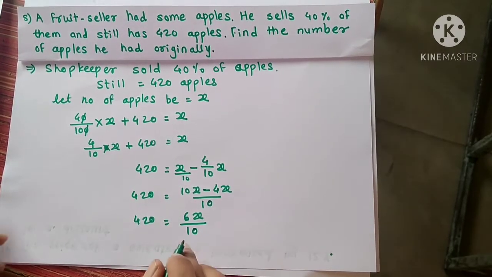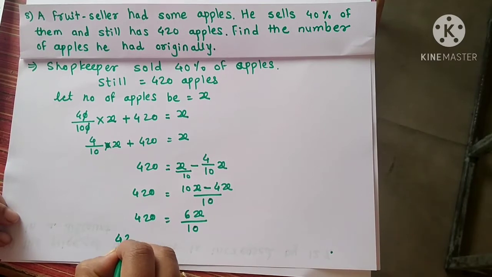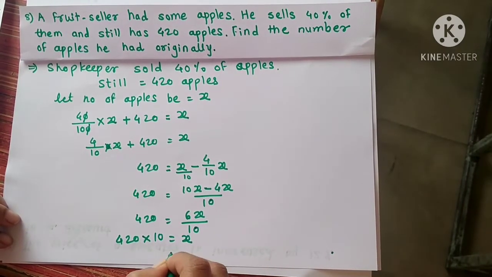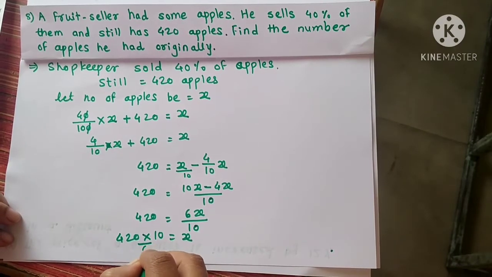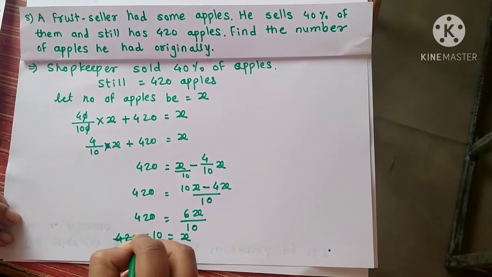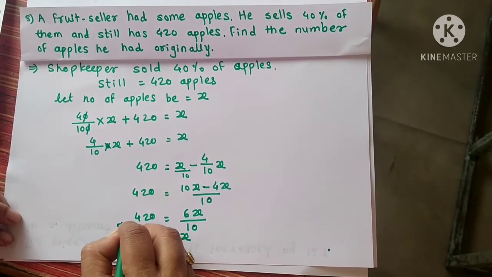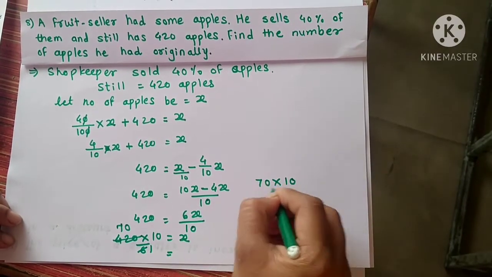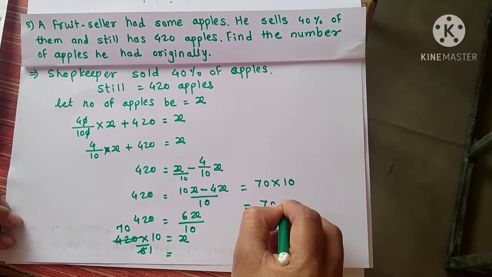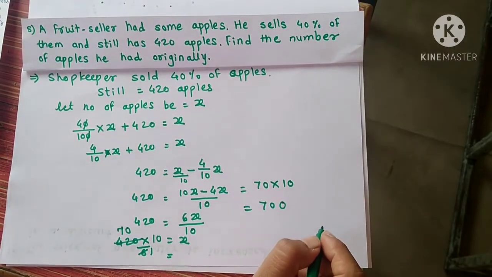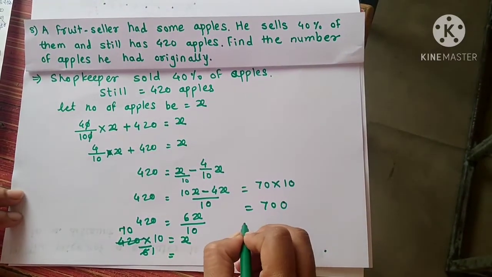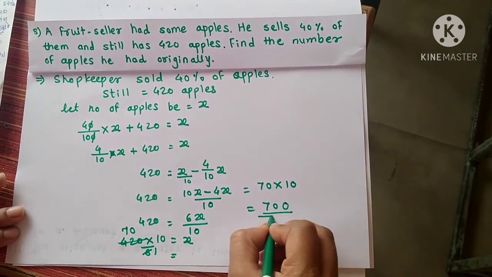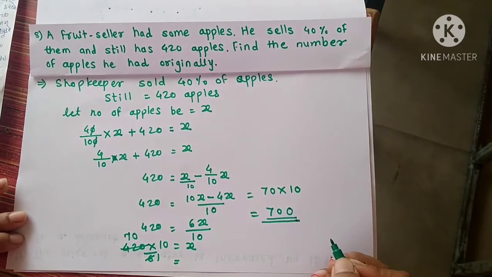So 420, I am going to take the 10 to the other side. So x is equal to 420 times 10 upon 6. 6 ones are 6, 6 sevens are 42, 0. So 70 multiplied by 10. So our answer is 700. So how many apples did he have originally? The number of apples he had originally is 700.